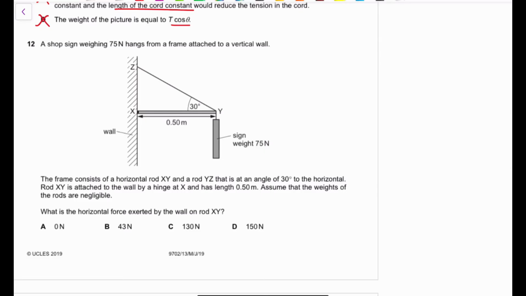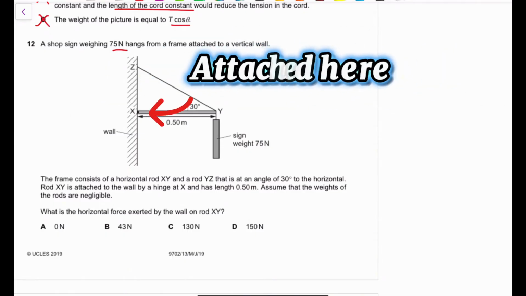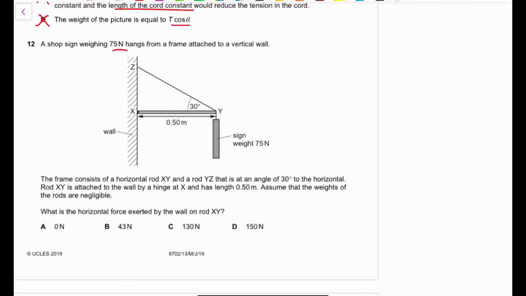On question 12, you'll be given a sharp sign that weighs 75 newtons that hangs from a frame and is attached to a vertical wall, like that. The frame consists of a horizontal rod, XY, and a rod, YZ, which is at an angle of 30 degrees to the horizontal. Rod XY is attached to the wall at the hinge X, and we need to assume that the weights of the rods are negligible. What is the horizontal force exerted by the wall on rod XY?